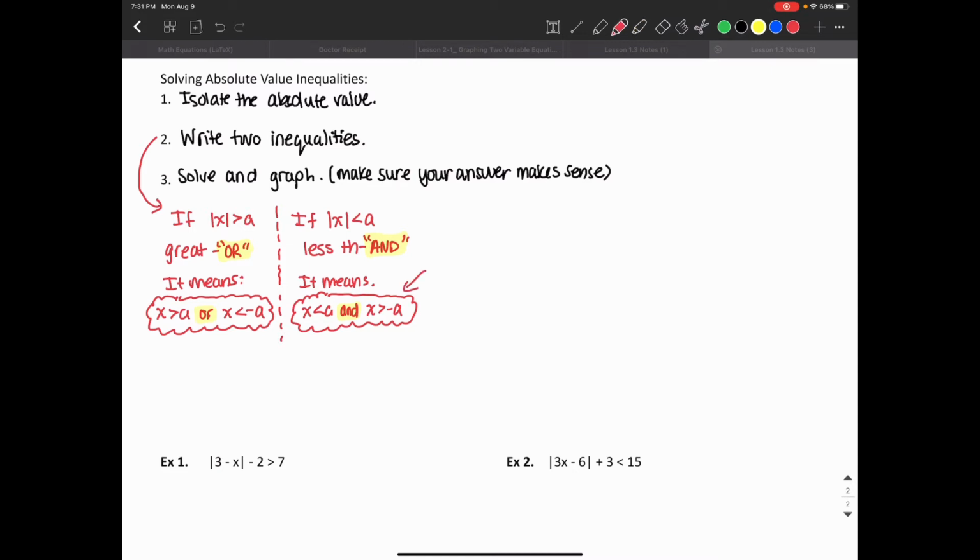This example, or these two inequalities, can also be morphed into one. It's still two inequalities, but they can be morphed together since this means that x is in between two numbers. x has to be greater than negative a, and it also has to be less than positive a. So it's in between two numbers. We call this a compound inequality, which means that the answers are in between two numbers.